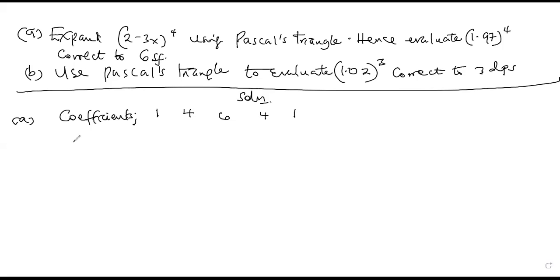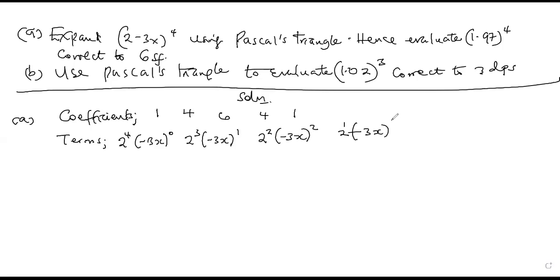So what are the terms? I'll begin with 2 to the power 4, and then negative 3x to the power 0. Then another term, I'll have 2 to the power 3, and then negative 3x to the power 1. I'll have 2 to the power 2, negative 3x to the power 2. I'll have 2 to the power 1, negative 3x to the power 3.